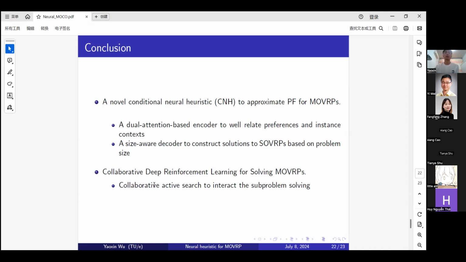And in the second work, we propose the collaborative DRL method to interact the subproblem solving to make it more similar to the traditional MOVRP, but it is a neural version of the traditional MOVRP.